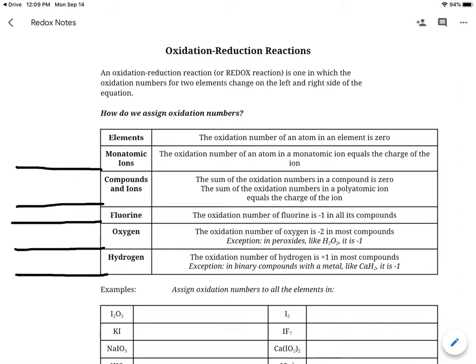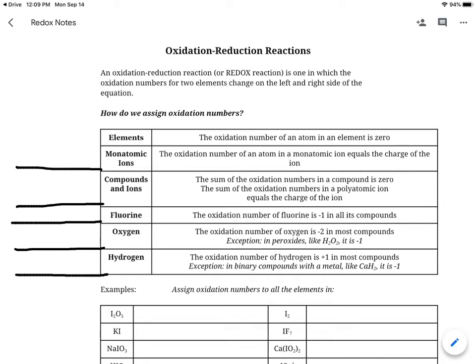Good morning, everybody. Here's an introduction to oxidation reduction reactions. You can see that we're going to define an oxidation reduction reaction, which are also called redox reactions, as a reaction in which the oxidation numbers for two elements change when you compare them from the left to the right side of the equation.